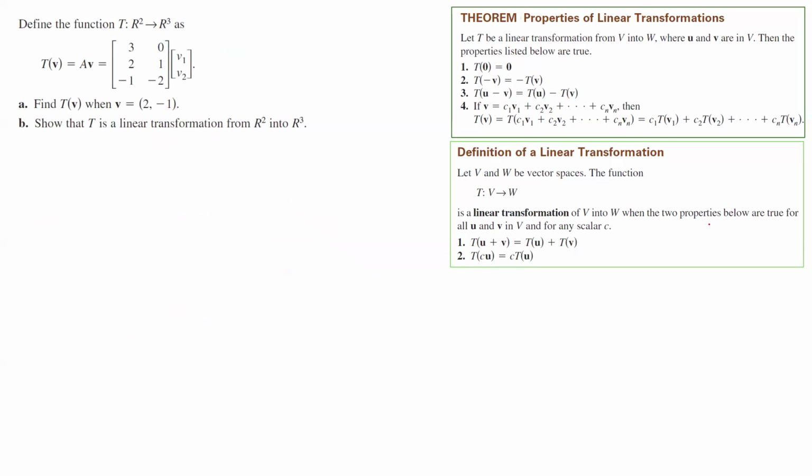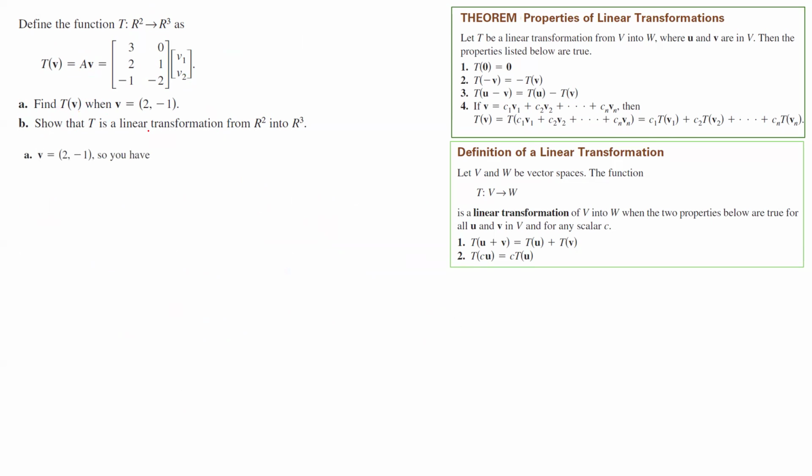Next example for you. Suppose we define a function that maps the plane into space. This function takes vectors from the plane and multiplies them by a matrix A. It is matrix multiplication. You have matrix A, with rows (3, 0), (2, 1), (-1, -2), and vector v is (v1, v2). Now the question says, find T(v) and then show that T is a linear transformation. Let us begin.